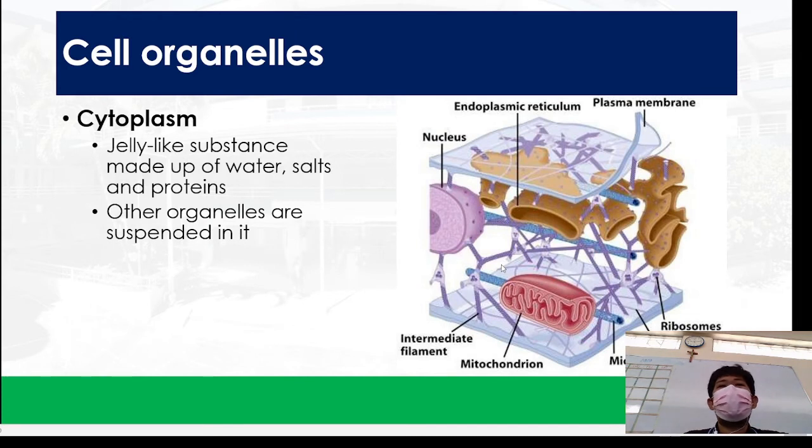We also have the cytoplasm. The cytoplasm is said to be a jelly-like substance made up of water, salts, and proteins, which we collectively term as cytosol. Okay? And all other organelles are suspended in the cytoplasm. So we can see here, just imagine that the hollow spaces in this diagram are made up of cytoplasm, the cytosol, its specific substance. So that is the cytoplasm, and everything is suspended in the cytoplasm. Okay?